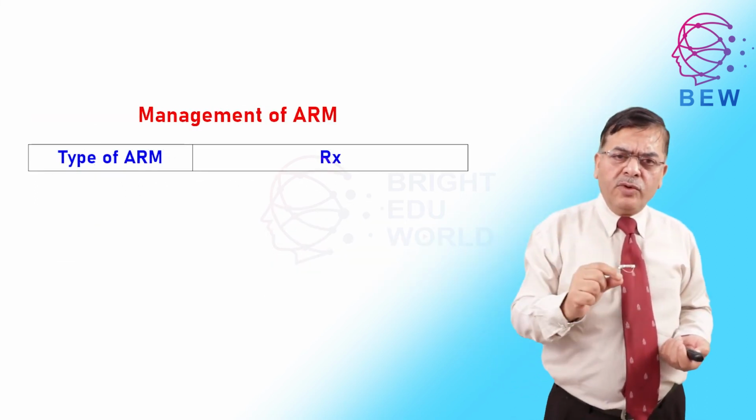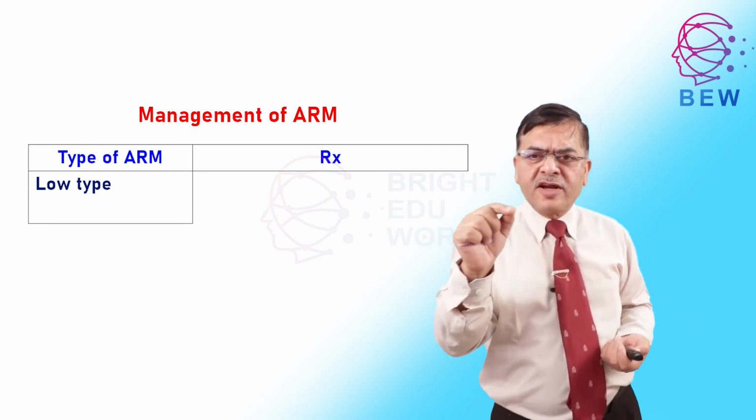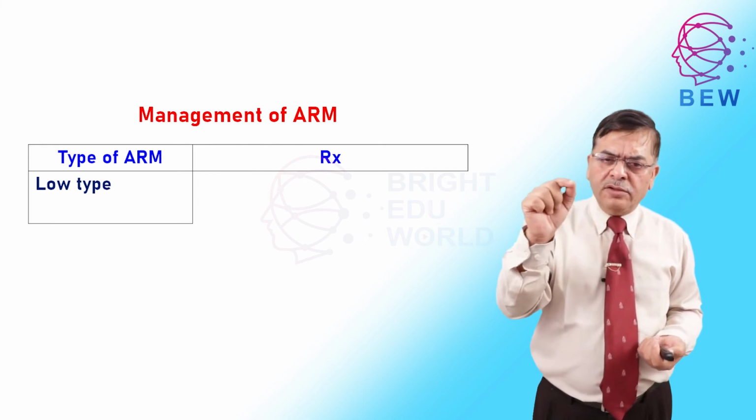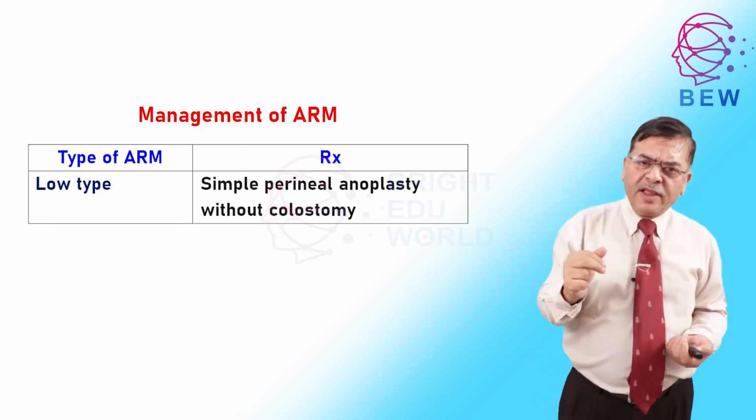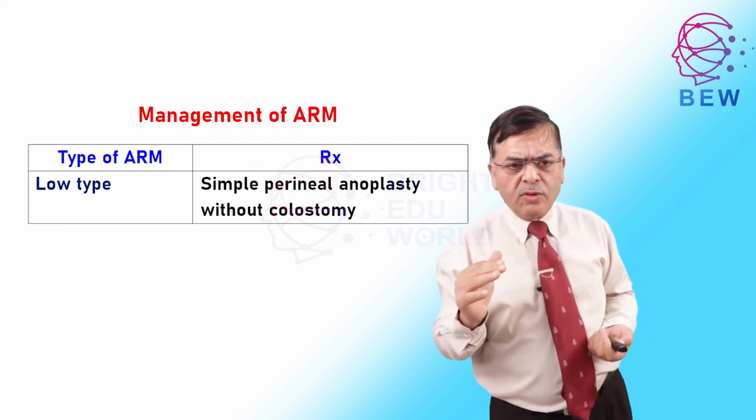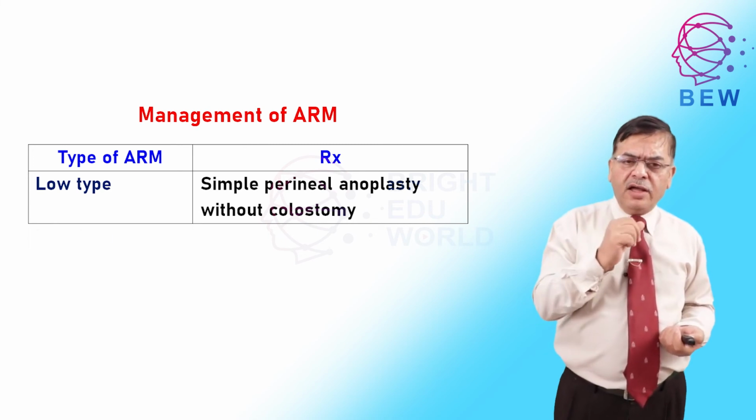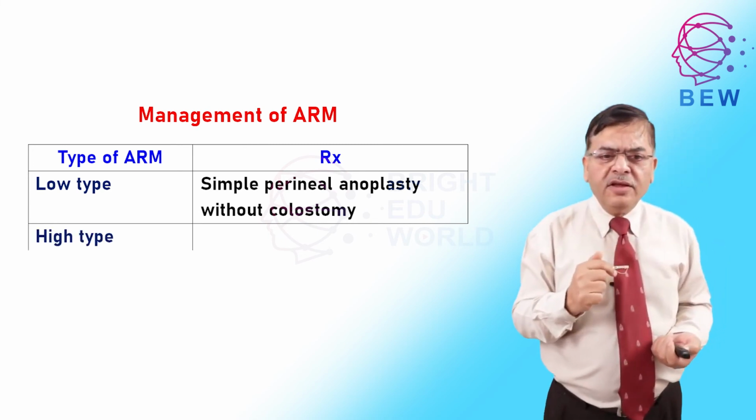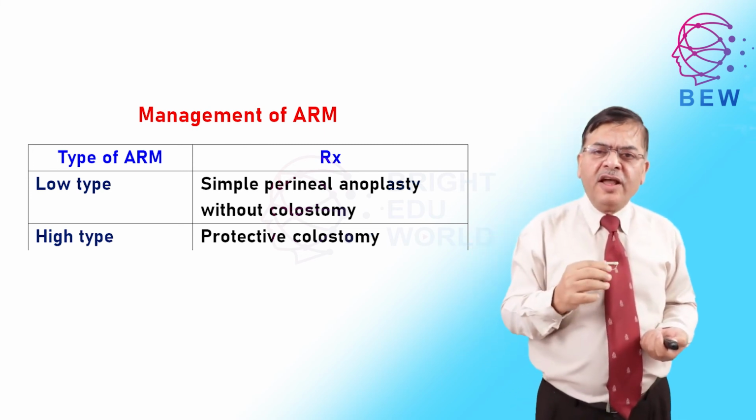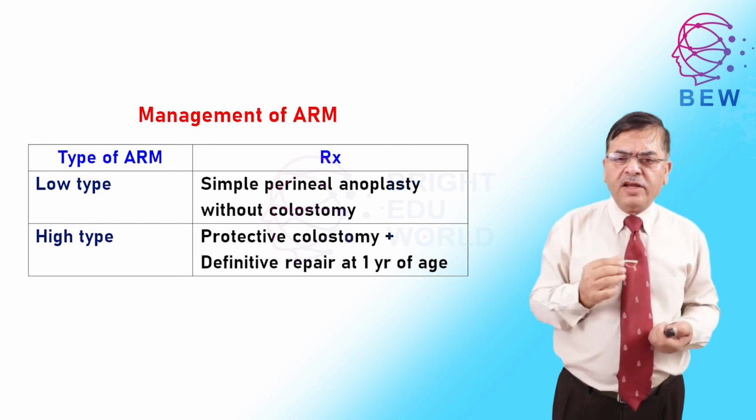The management of low ARM is not very difficult because there will be a fistulous tract somewhere in the perineum. You just have to open that and the child will be able to pass meconium through that. The passage will open up. However, if it is a high ARM, in that case, you may have to do a colostomy initially as a first stage and then do a definitive surgery when the child gains weight at the age of 1 year.